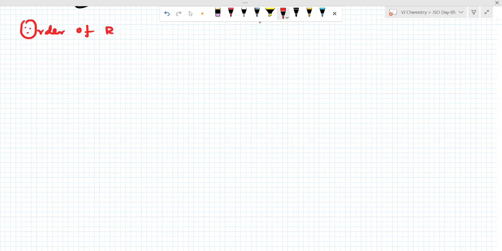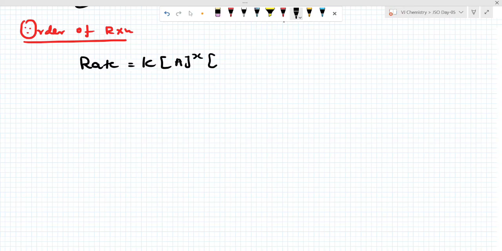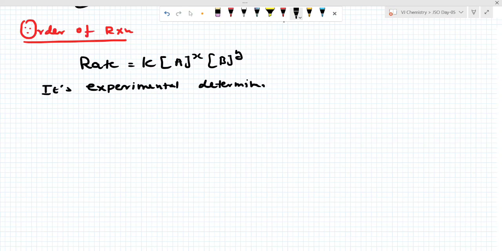Order of reaction. Okay. இப்போ இதுல rate is equal to rate constant a power x b power y. Listen, இப்போ நாம வச்சுக்கோ order first point. It is an experimental quantity. It is an experimentally determined quantity. Okay.